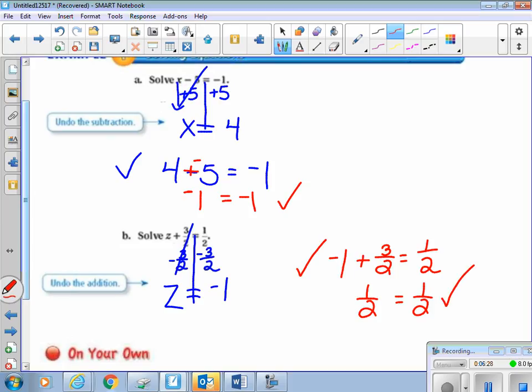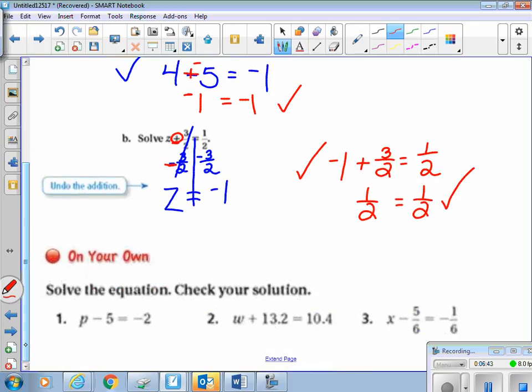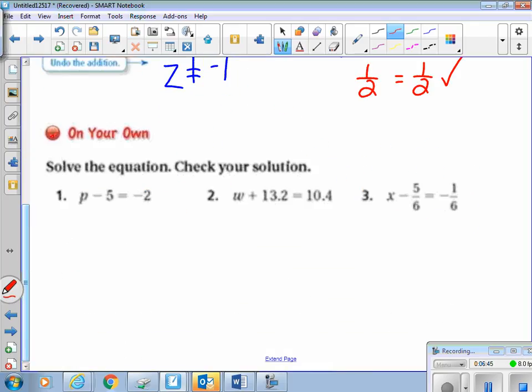So just going back over, I saw a minus sign. How do I get rid of it? Inverse operation was to add. Here I have an addition sign. How did I get rid of it? I used the inverse operation, which was to subtract. Right? So we're using inverse operations to solve, to get the variable by itself.